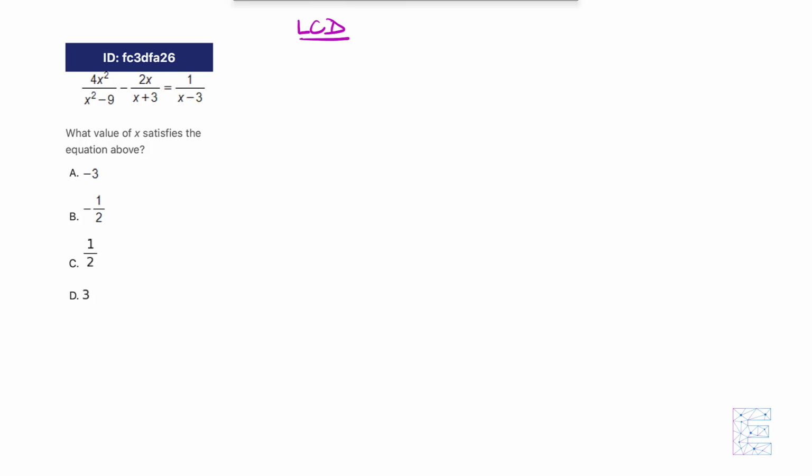First, you always want to make sure you factor anything that's factorable. So we look at this and we go, yeah, that can be factored. It's a difference of squares, which factors to x plus 3 and x minus 3. And the rule for finding the least common denominator is that each item in the denominator needs to be represented. So we have x plus 3 and we have x minus 3 in the denominator. The rest is pretty simple.